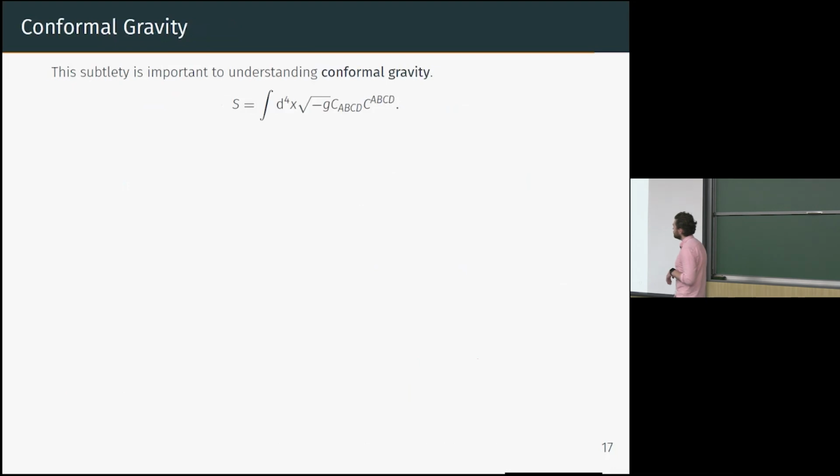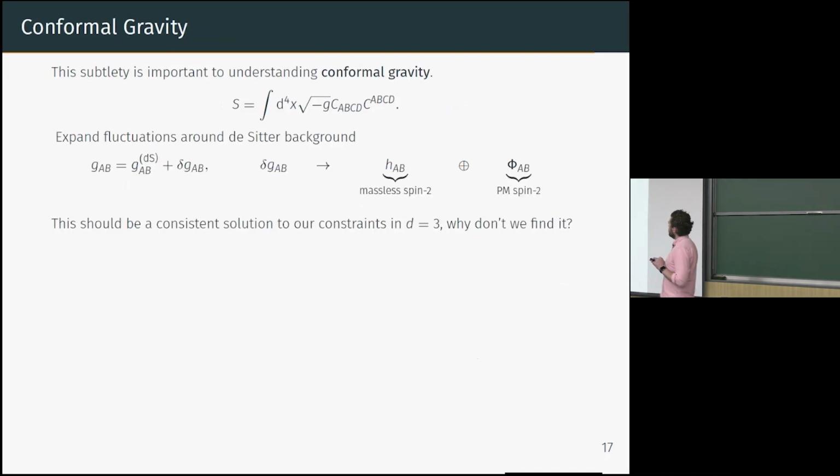And this subtlety turns out to be important to understand a model called conformal gravity that I know a number of amplitudes people are interested in. The claim here, which has been known for a long time, is that if you take conformal gravity and expand it around a de Sitter background, the spectrum of fluctuations consists of an ordinary massless spin 2, like an ordinary graviton, plus some additional degrees of freedom which organize in de Sitter into one of these partially massless spin 2s. And this is a manifestly consistent theory in de Sitter. It's not unitary, but it's manifestly gauge invariant.